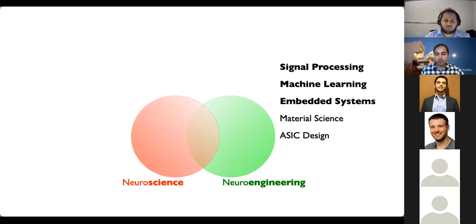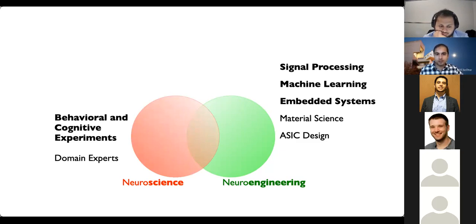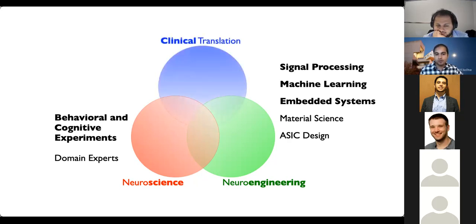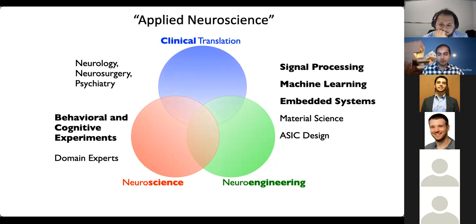So this work in neuroengineering really needs to draw inspiration, tools, and techniques from the basic neurosciences. And as a lab, we develop both behavioral and cognitive experiments to help design and validate our neural engineering systems with the overall goal of targeting clinical translation with our colleagues in the School of Medicine. I refer to this overall picture as a Venn diagram for applied neuroscience.